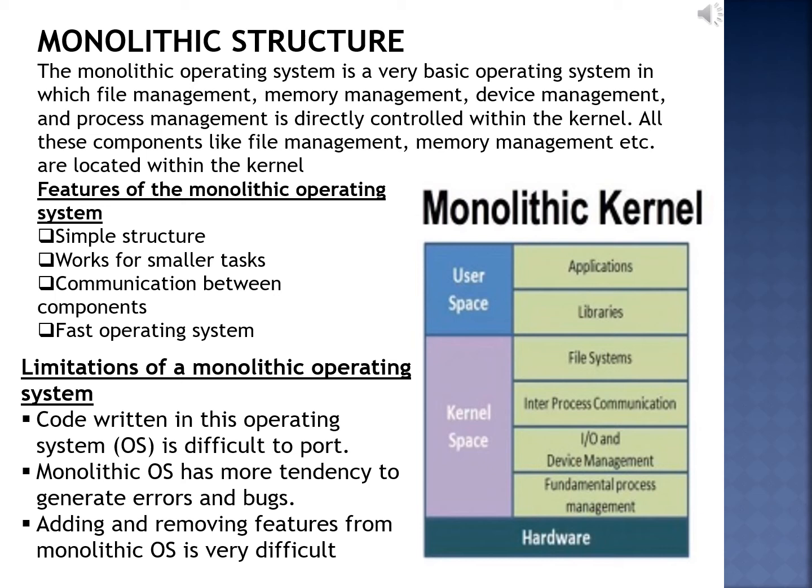Now, what are the examples of monolithic operating system? Some examples of monolithic operating systems are VMS, Linux, OS 360, OpenVMS, Multics, AIX, BSD, etc.